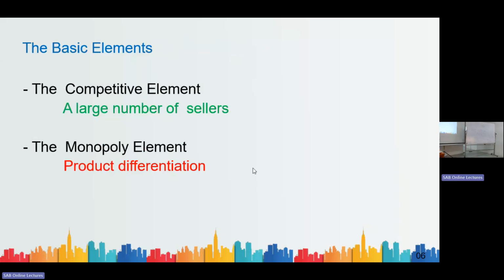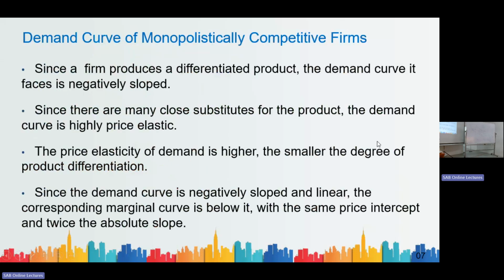So those are the elements of monopolistic competition. One element is coming from perfect competition, one element is coming from monopoly. The monopoly element is product differentiation and the competitive element is a large number of sellers. We will discuss the rest next week. Any questions?